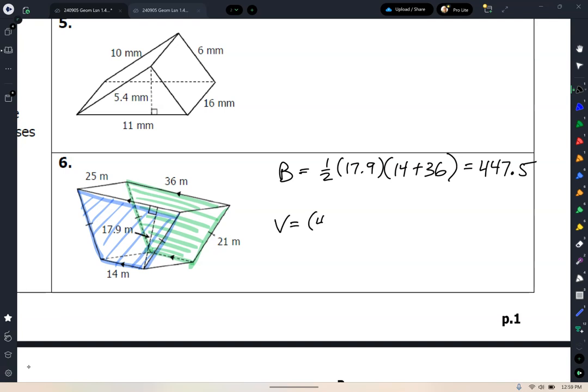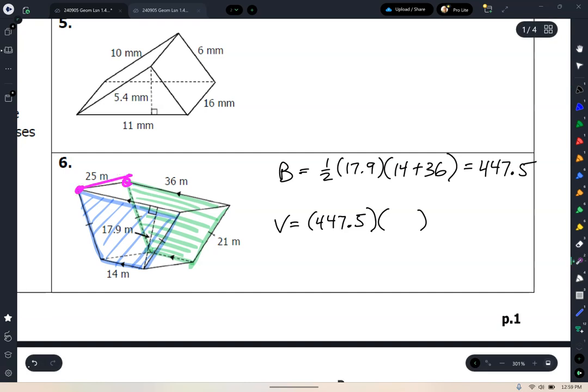And then volume is really easy. Once you know the area of one of the bases, then you just multiply by the height of the solid, which is what in this case? Yes, that is right, 25. The distance that separates the two planes that are the bases.